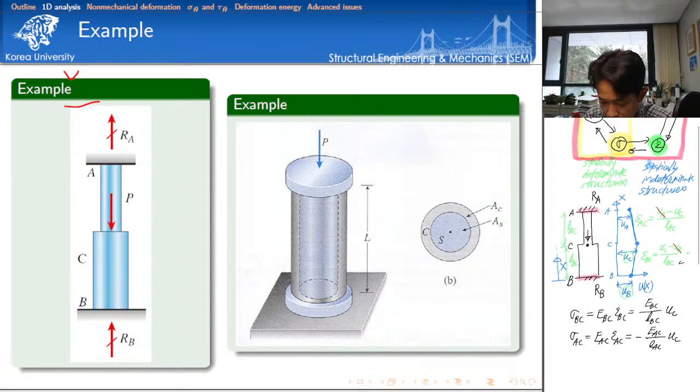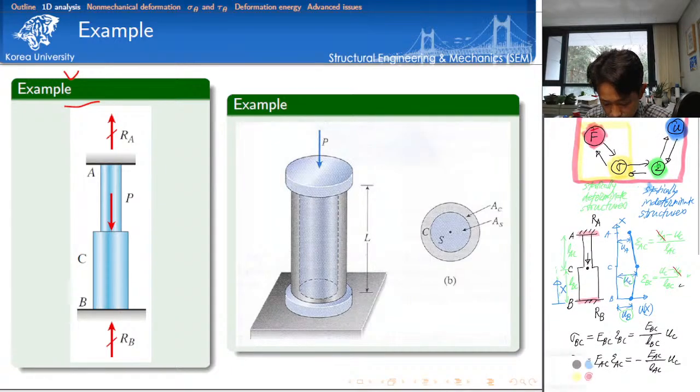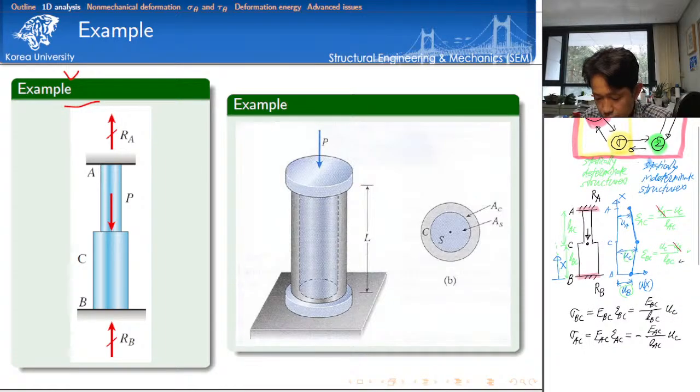The next step is we need to check the force equilibrium. So let's check the force equilibrium. To check the force equilibrium, I need to choose the free body diagram.